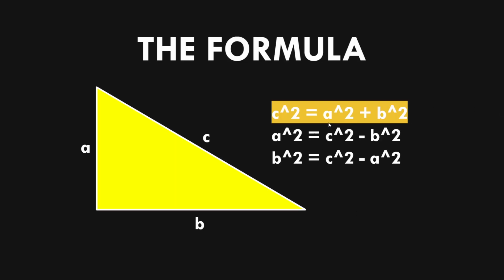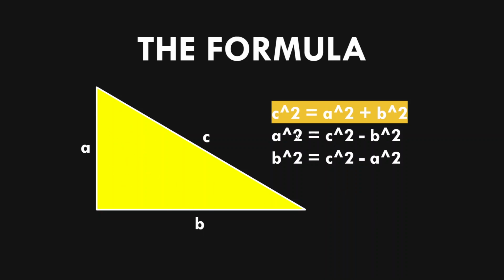So the formula for Pythagoras' theorem is c squared is equal to a squared plus b squared. C has to be the longest side of the triangle, also called the hypotenuse. It's usually this diagonal here, and A and B can be any one between these two sides.